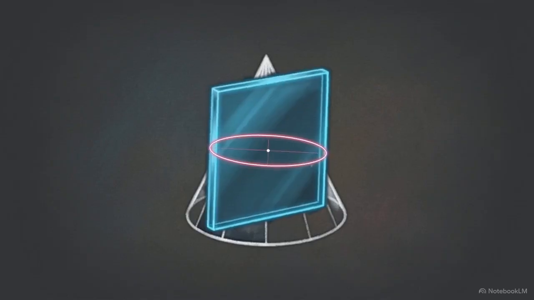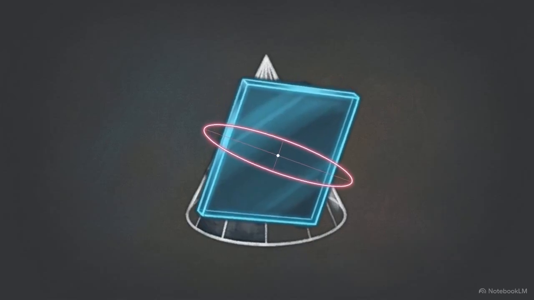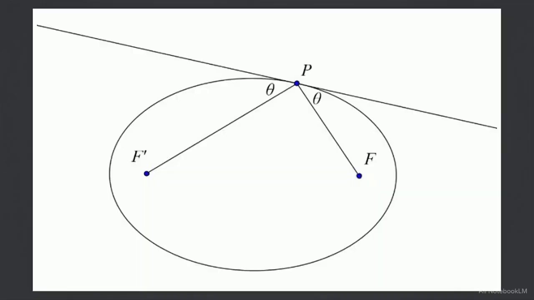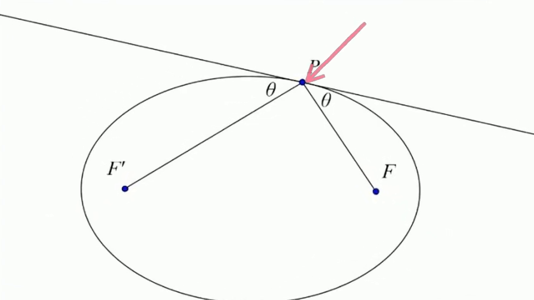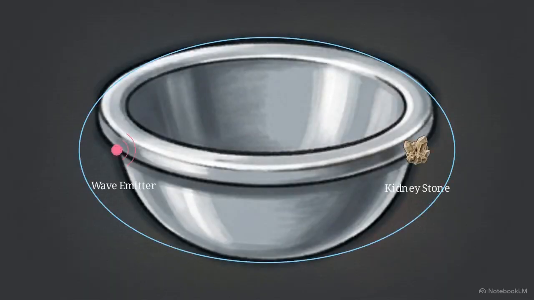As the plane tilts, the circle elongates into an ellipse. This shape possesses an equal angle property. Within the ellipse are two fixed points called foci. Any wave emitted from one focus will bounce off the curved boundary and hit the second focus at the exact same angle. Medicine utilizes this property for lithotripsy.